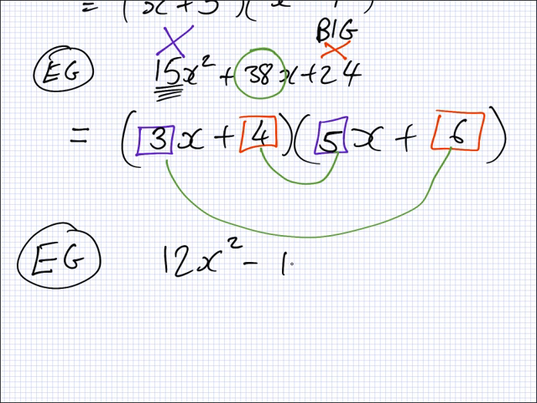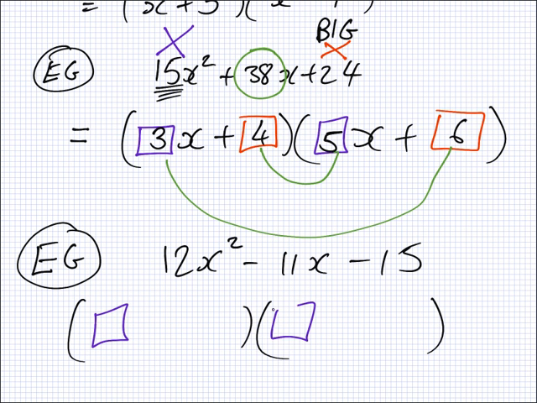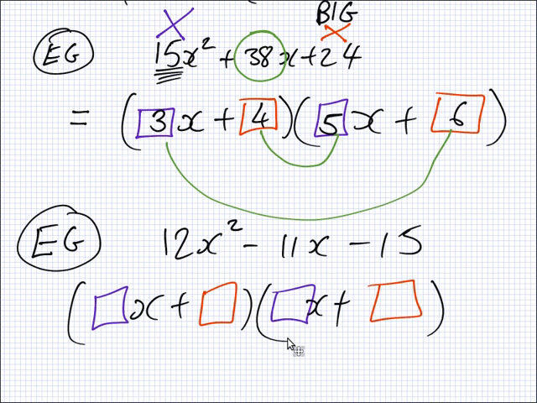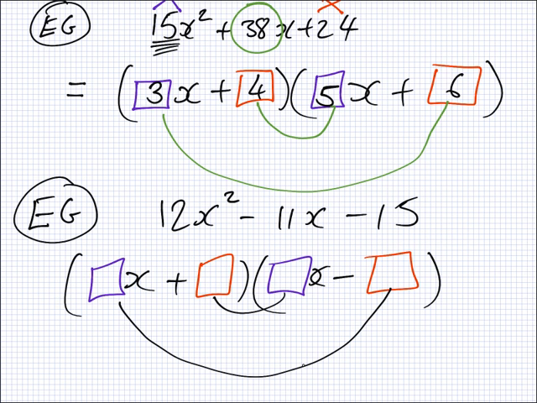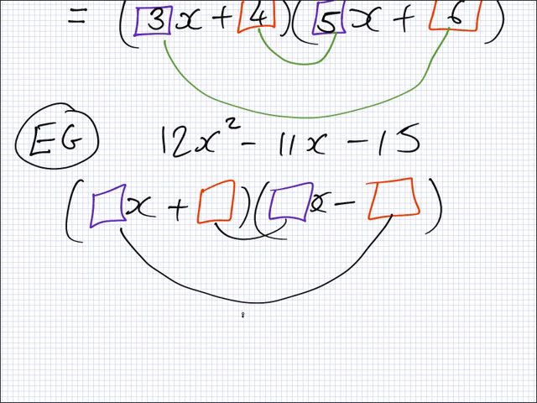12x squared minus 11x minus 15. Front number, back number, x plus. Okay. What could make 12? Oh, sorry, not plus. It has to be a plus and a minus, doesn't it? Which is bigger, the minus multiplication or the plus one? Well, we need a minus here, don't we? So this times this should be bigger, and this one should be smaller.